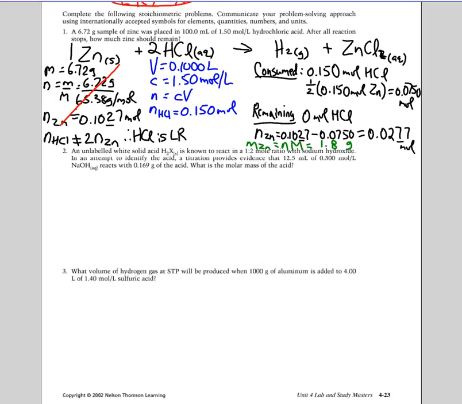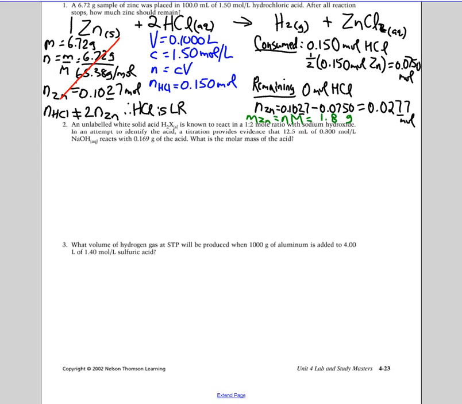The last two questions on here are best just left for you to practice on your own in class. Number 2 deals with a titration, which is just a type of chemical reaction. Number 3 is a little more familiar with gas being produced, but again, volume and concentration units are there.